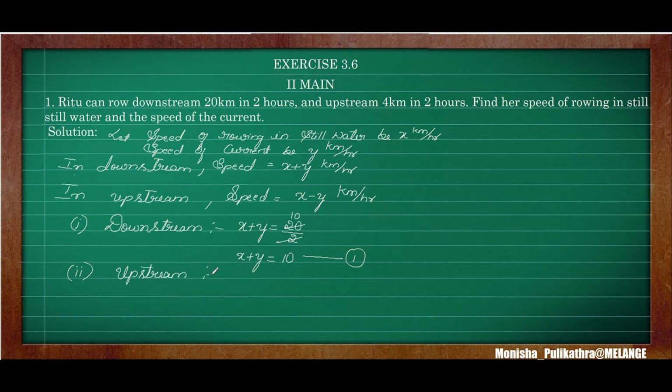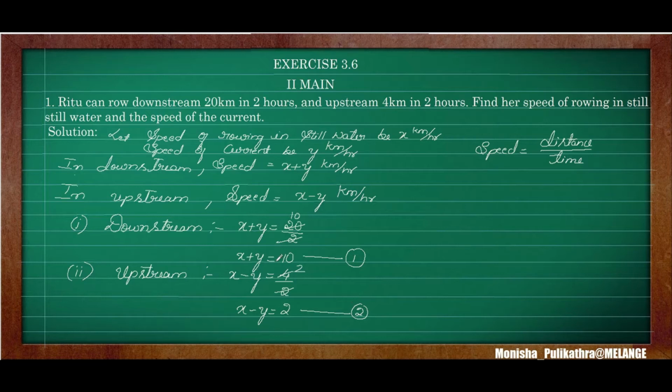Upstream is given as x minus y. We know the formula for speed, right? Speed is equal to distance by time. For downstream, distance is 20 and time is 2, so the first equation will be x plus y is equal to 10. In the second equation for upstream it is x minus y, and 4 kilometers in 2 hours, so 2 twos are 4, x minus y is equal to 2. So this is the second equation.